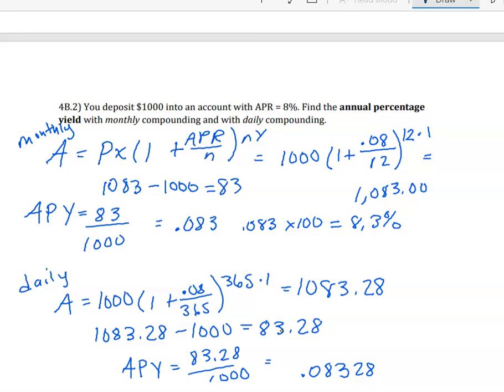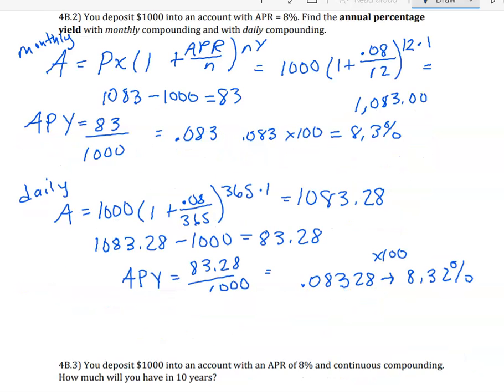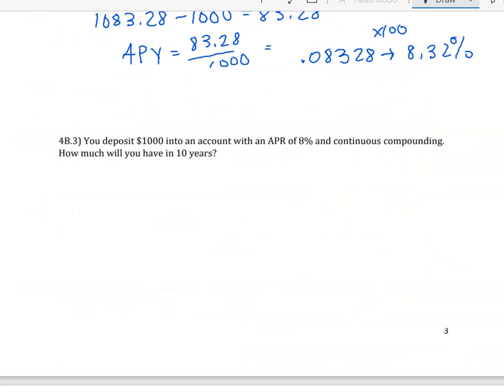If we multiply that by 100 to get our percentage of 8.32%. And in a year, that doesn't make a lot of difference, but over several years, that would make a huge impact. You deposit $1,000 into an account with an APR of 8% and continuous compounding.